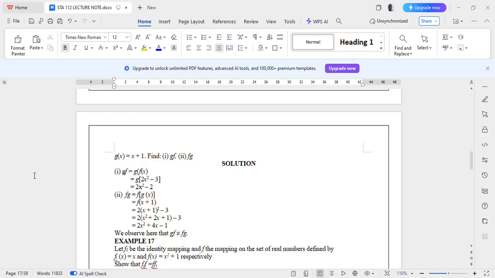So now the first one. f of x is x plus 1, and g of y is y plus 1 all squared.